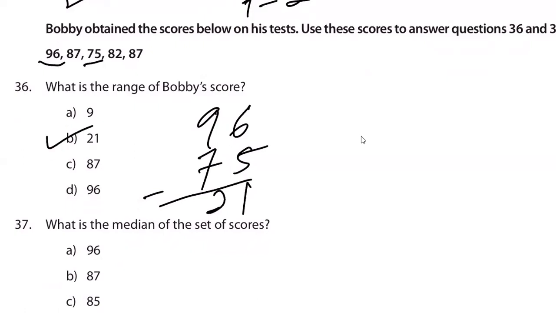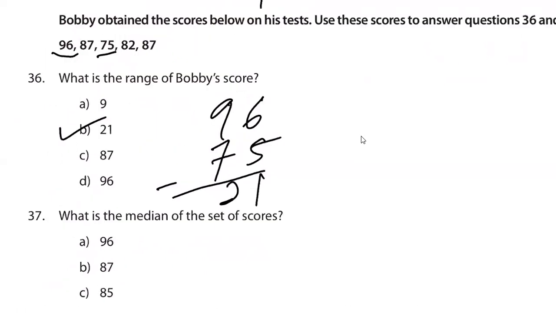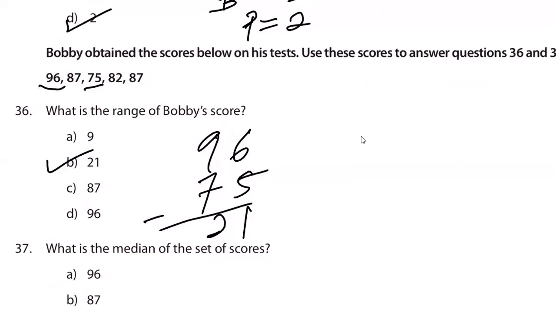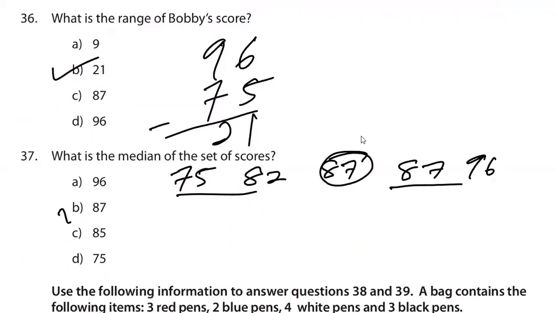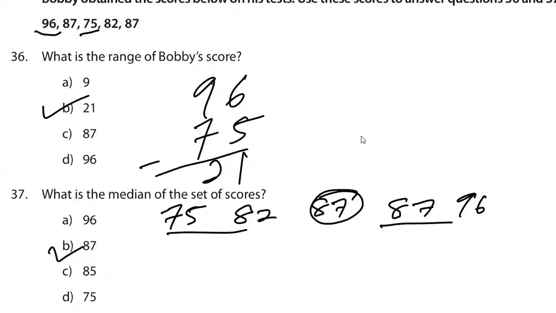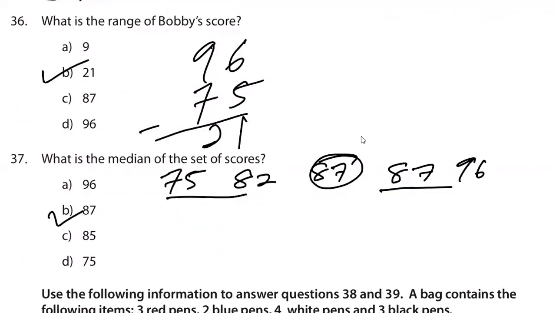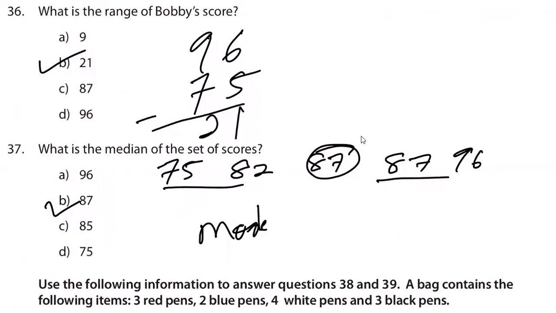Alright, let's look at 37. What is the median of the set of scores? Now, the median is the middle number after you arrange it in ascending or descending order. So let's start with 75, which is the smallest. So we have 75, then 82, then 87, another 87, and then 96. So the middle number would be 87. So 87 would be the median. If they had asked you for the average or mean, you would have added up all the numbers and divided. If they had asked you for the mode, it would be the number that occurs the most, which also would be 87. Just adding that point of information.